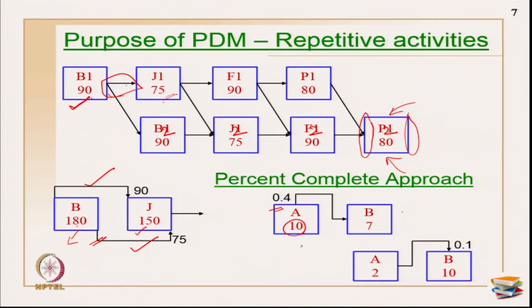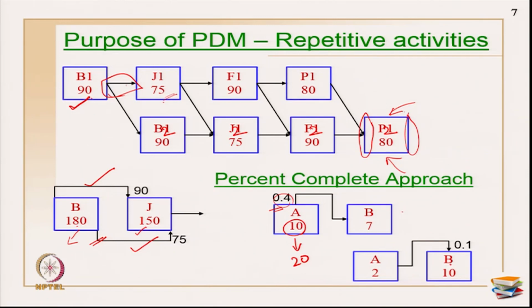Suppose A's duration extends to maybe 20, then accordingly the start of activity B also can vary. But what happens if you do not use this percent complete approach? If I just use start plus 4, then even if the duration of the activity changes, you may still go with the deterministic value of 4 in any case. That you can avoid when you are using a percent complete approach.